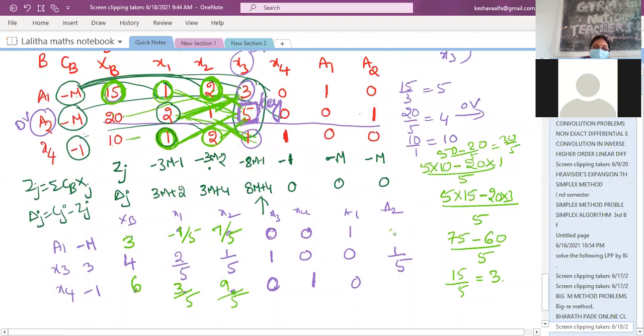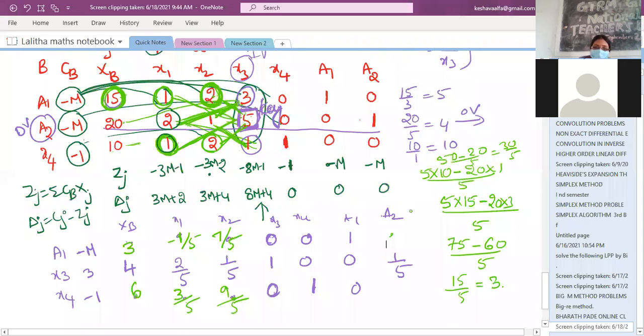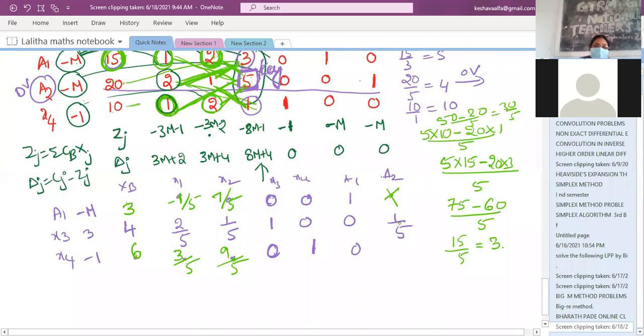Next, the last, A2 column values. So A2 is our outgoing vector. In the first table, A2 is our outgoing vector. So no need to calculate A2. So cross out these values. So no need to calculate the A2 column.